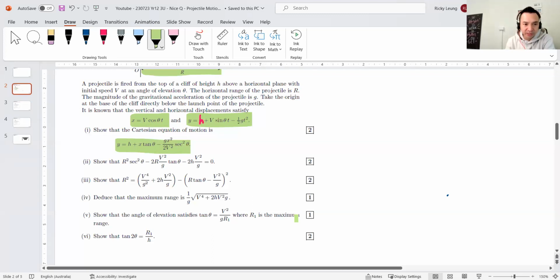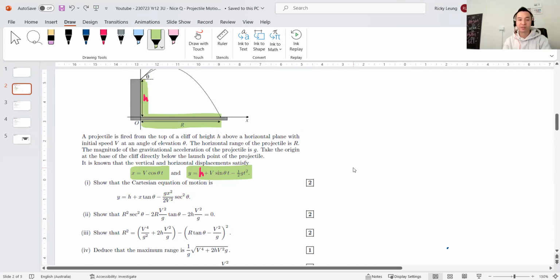Let's work through it. Let's do question number 1 first. Cartesian, simple, straightforward, I think. Let's get cracking. So I have x equals v cos theta t, and y equals h plus, I'm just copy and pasting, so copying that there, minus a half g t squared.